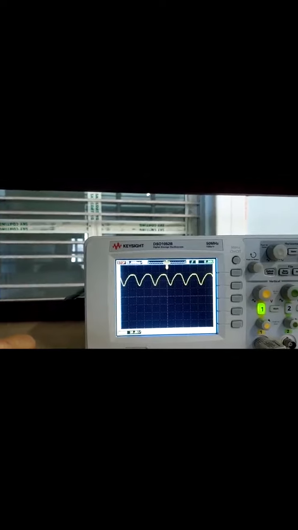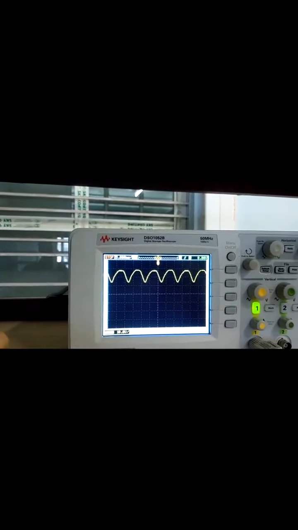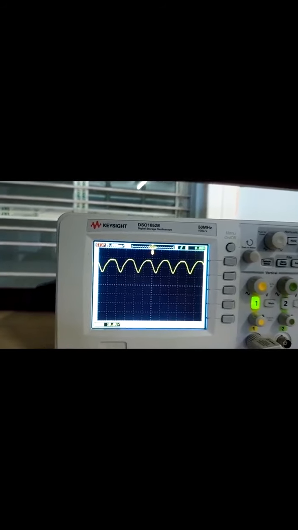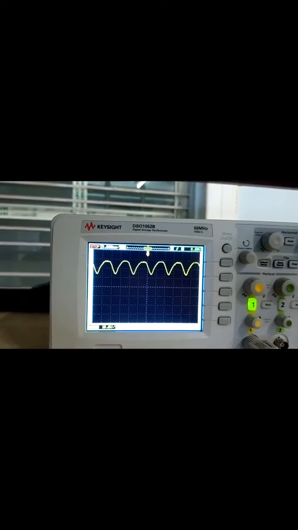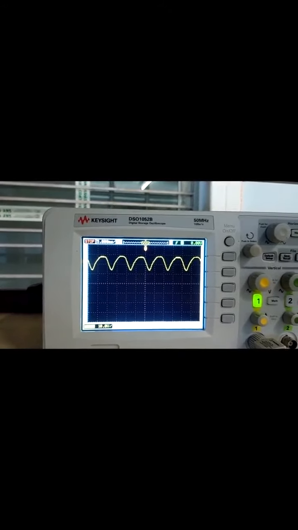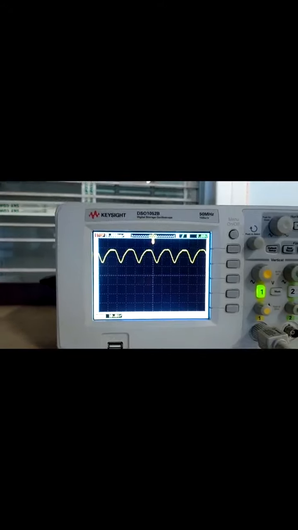Now you have to measure the efficiency yourselves. How to measure the efficiency, I will discuss in the class. So this is all about the full wave bridge rectifier circuit. Thank you all for attending this.